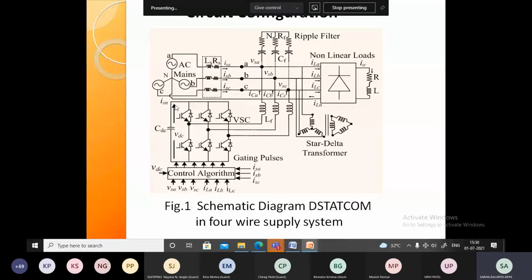It means we should maintain the required level of voltage across the DC link. That value depends upon some formula. But the basic point is that you should maintain the DC voltage at least at the peak value of the line voltage.